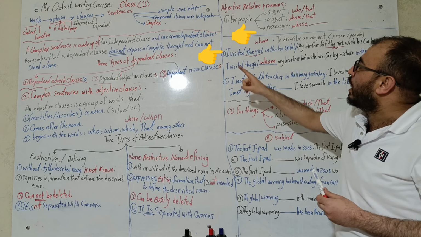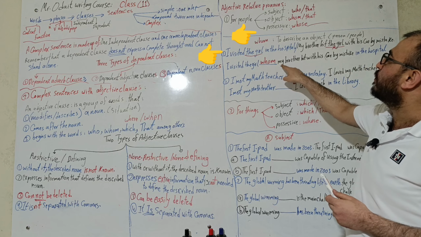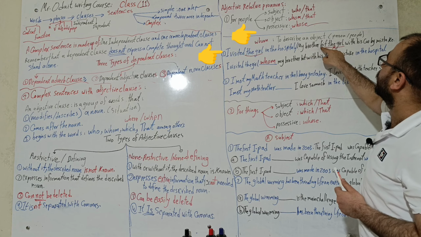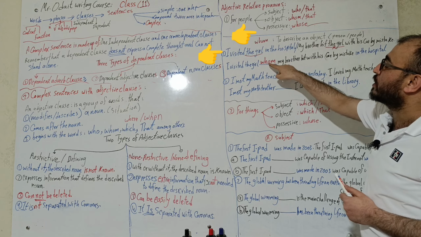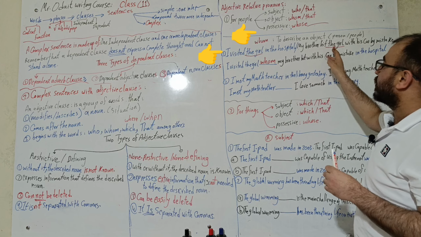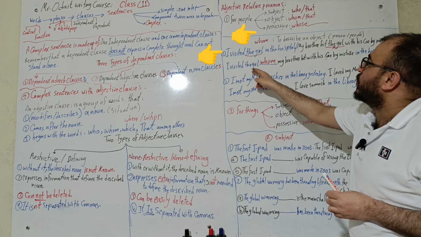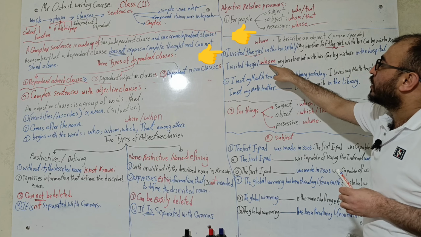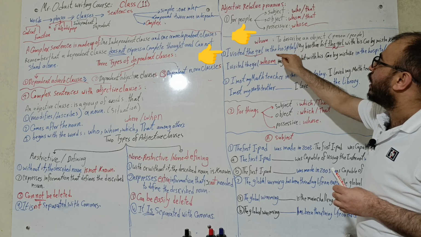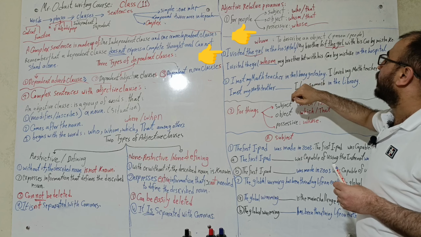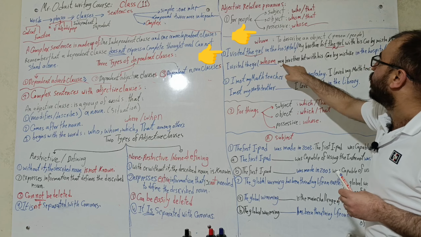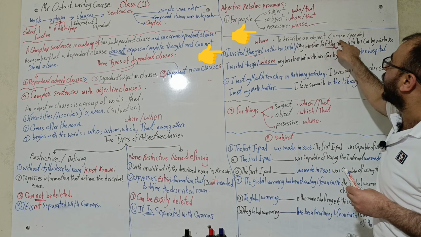Here, my friends, I visited the girl whom my brother, again, hit. I don't repeat it again because it is mentioned before. Again, my friends, I don't repeat the same object in the sentence. Here, I replace it with a relative pronoun at the beginning of the dependent clause. I visited the girl whom my brother hit. Here, I don't write it.